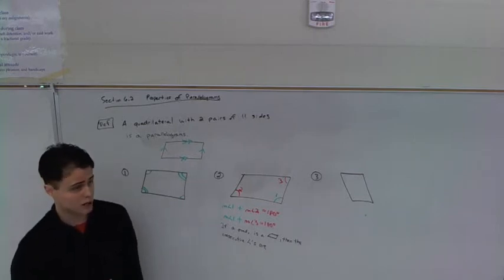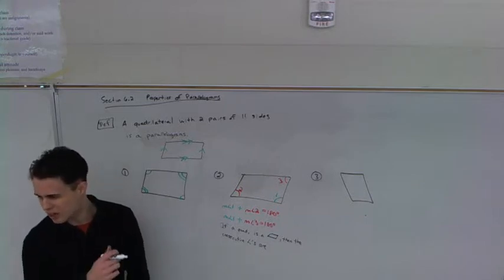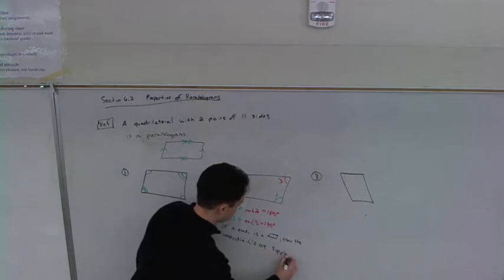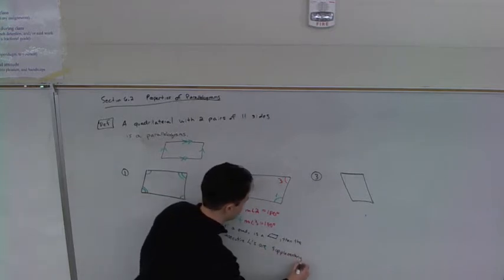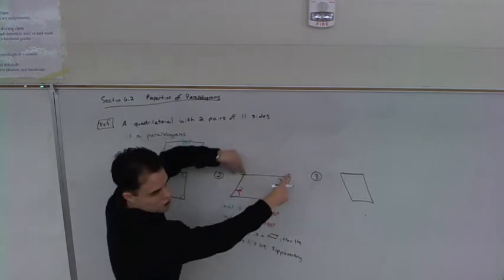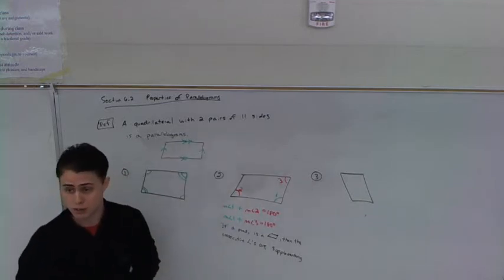The consecutive angles are, what do we call it when they add up to 180? They are supplementary. So these two add up to 180, these two add up to 180, these two add up to 180, these two add up to 180. So if they're next to each other, then they add up to 180.